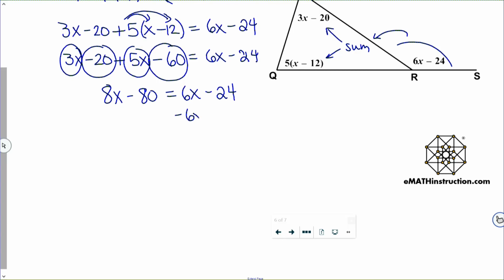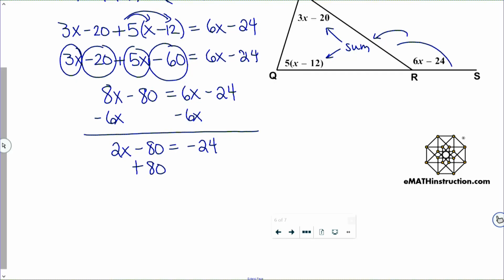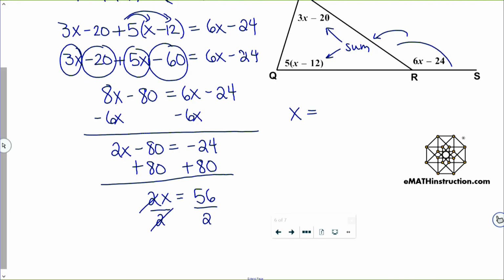I think I'll move my x's first, so I'm going to subtract a 6x from both sides. That's going to leave me with 2x minus 80 is equal to negative 24. I'm going to add an 80 to both sides to isolate my variable. That's going to give me 2x is equal to 56. Now you might want your calculator on, or you can just think about negative 24 canceling positive 24 and giving us 56. And now I'm going to divide both sides by 2. 56 divided by 2 gives me 28.